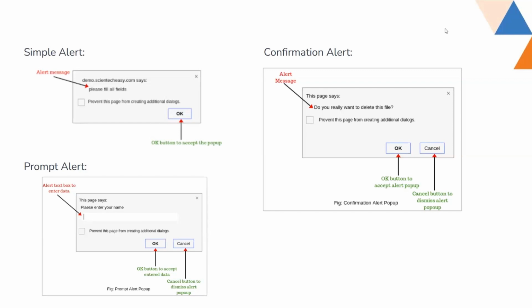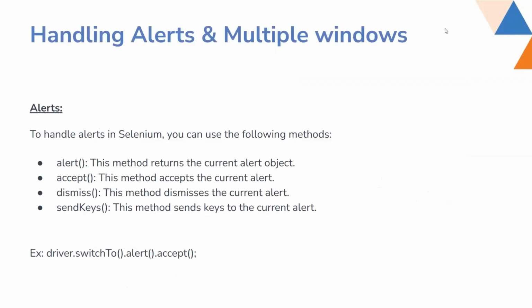So how do we handle these alerts now? These are some of the methods that you can use, and one example that I have given is driver.switchTo().alert().accept(). Accept is basically to click on the Yes button. Dismiss is to click on the Cancel button. If you want to send any data to an input field, you can use sendKeys. And if you want to fetch anything from the alert, you can simply use the getText method.